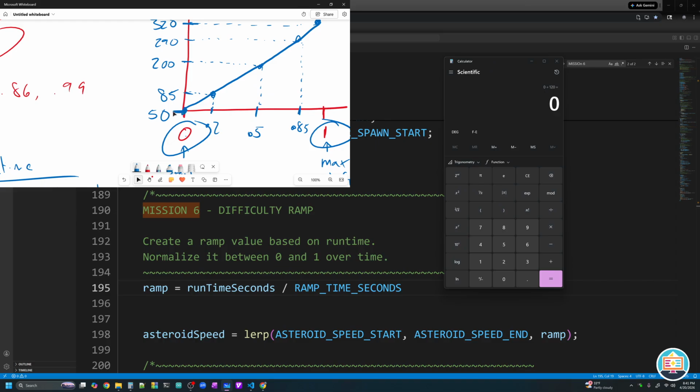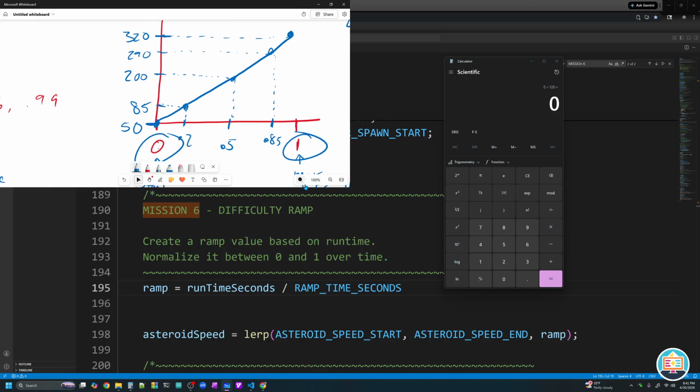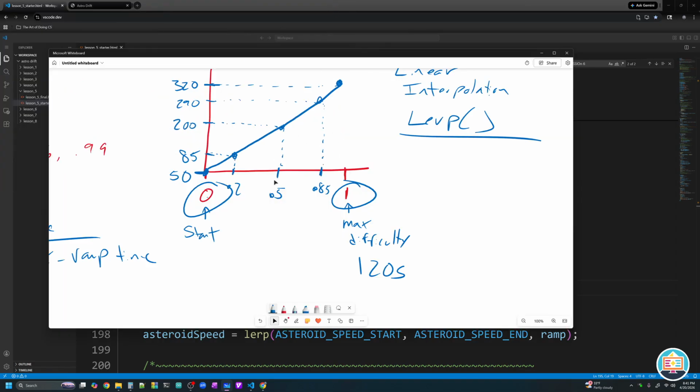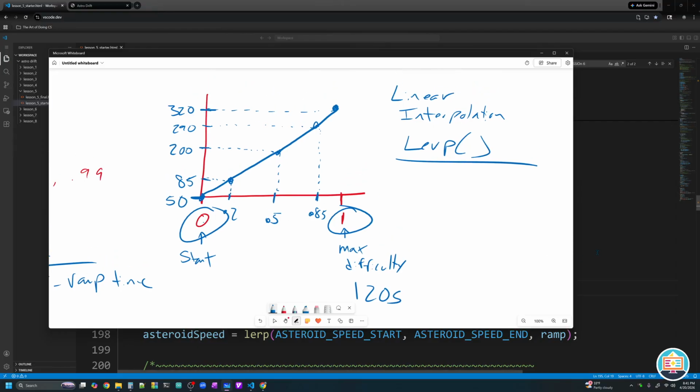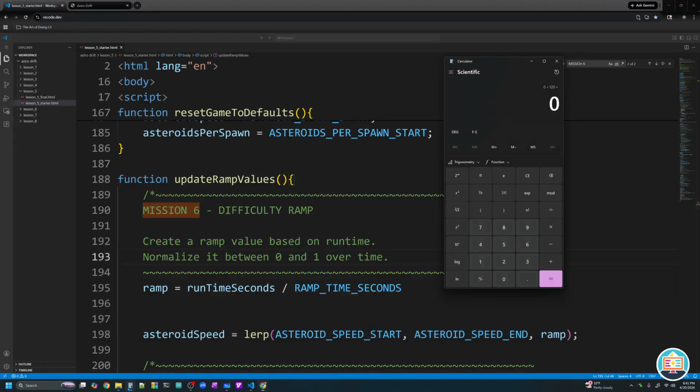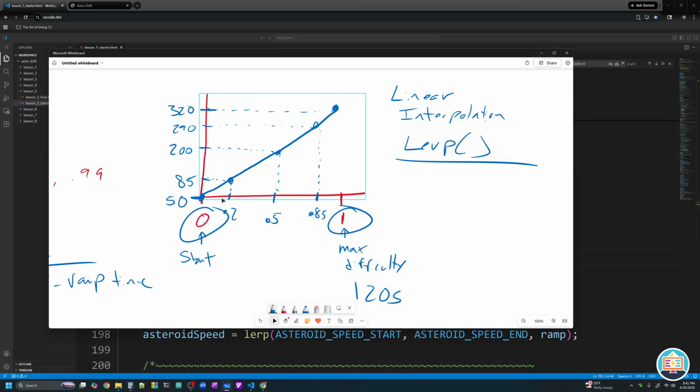So for asteroid speed, our asteroid speed would be 50. So that's not too bad. Okay, our asteroid speed would be 50. So let's say the game goes on. So now we've played the game and we've played for 20 seconds. So 20 divided by our ramp time, which was 120, is 0.16. So now we're at 0.16 on a ramp. So we'd be like right here. So maybe our asteroid's speed would be, I'd say, like 78.